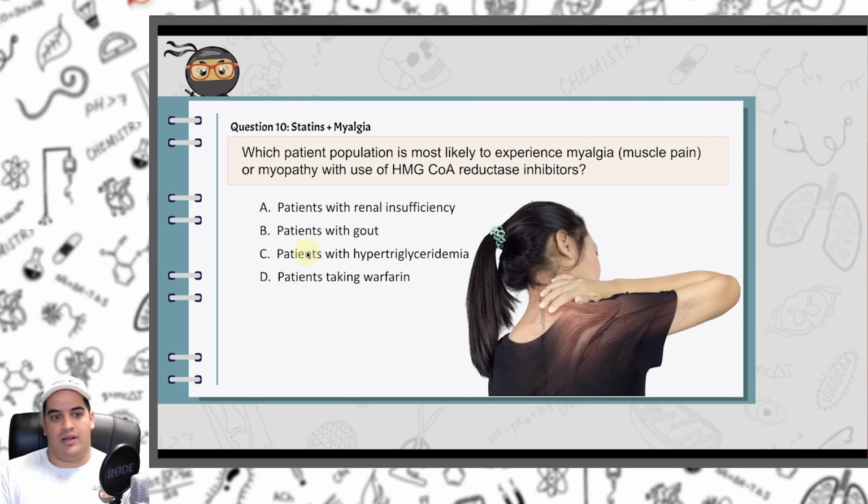Hypertriglyceridemia, nothing to do with it. Patients taking warfarin, nothing to do with it. So patients with renal insufficiency, yes, because you're not going to excrete as much of the statins into the urine, and you're going to have more of it flooding your bloodstream and causing depletion of coenzyme Q. So yes, A. All right, my friends, that covers the questions and the cases.